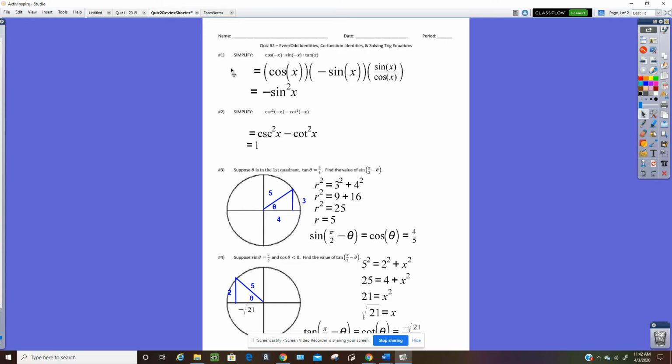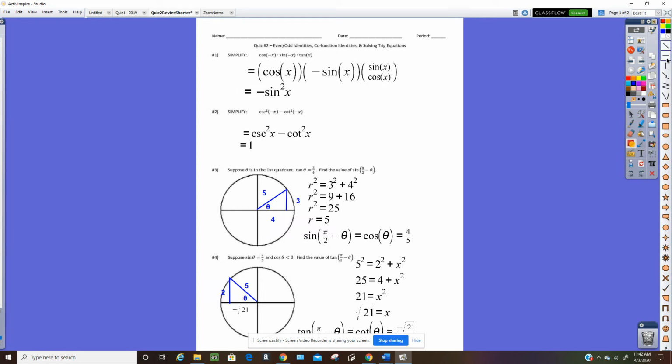So the first couple here, you're going to look at your identity sheet and see that cosine of negative x is the same as cosine x, and sine of negative x is the same as negative sine x, and tangent is just sine x over cosine x. When I look through here, these two cancel, so I can cross off the cosine x and this cosine x because it's in the numerator and denominator. When I multiply these two together, I get negative sine squared x.